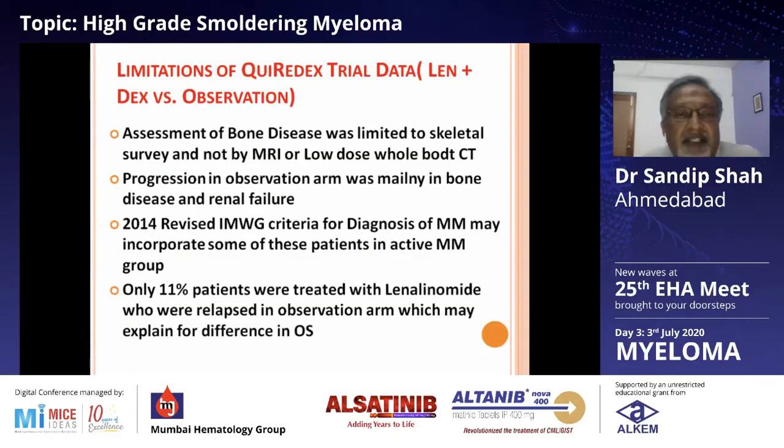But the limitation of this trial was that assessment of bone disease was limited to skeletal survey and not done by MRI or low-dose whole body CT. Progression in the observation arm was mainly in bone disease and renal failure. So some of these patients may have already had bone lesions when they were taken into the trial. And the 2014 revised IMWG criteria for diagnosis of multiple myeloma may incorporate some of these patients in the active multiple myeloma group. So the benefit shown in the trial may actually be very small. Only 11% of patients who relapsed in the observation arm were treated with lenalidomide, which may explain the difference in overall survival.